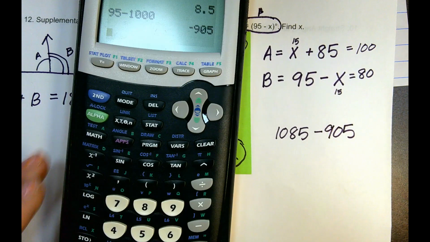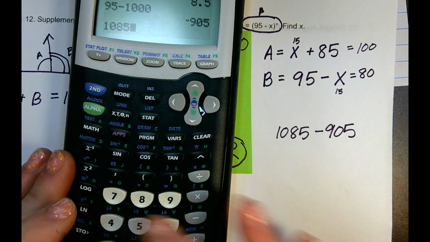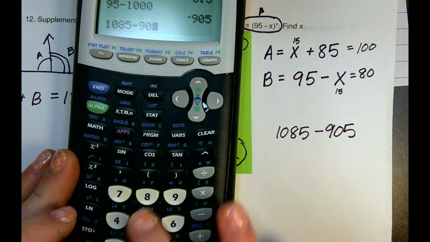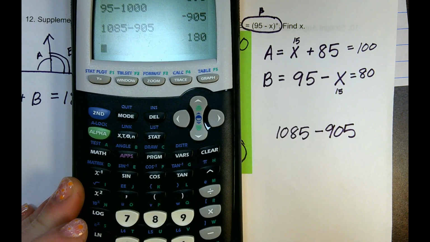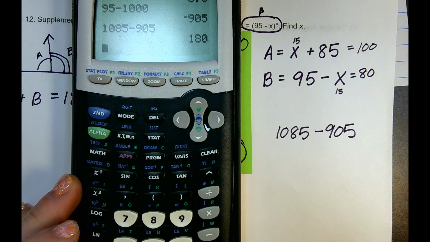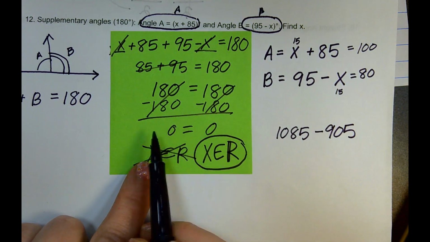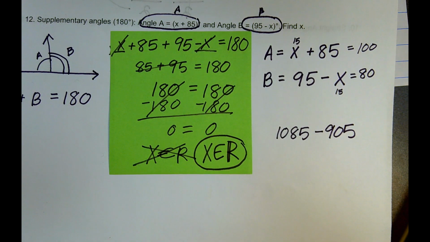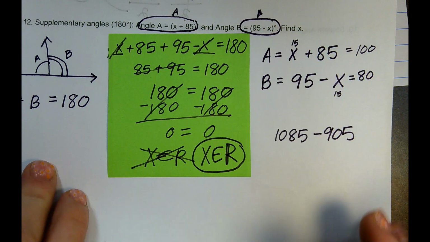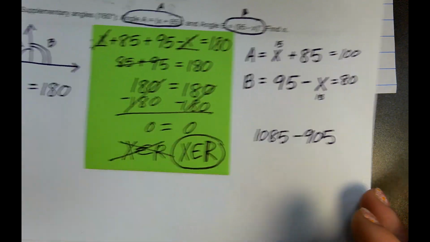And let's see. 1085 minus 905 is 180. Look at that. You can pick any number and it will work. Isn't that cool? So if you ever get something like this, X is all real numbers and it will work no matter what you pick. Kinda cool.